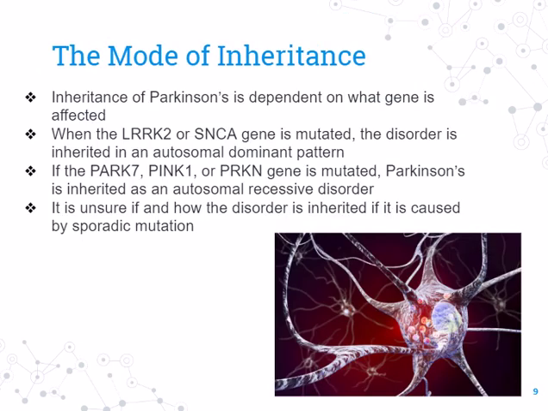In terms of how the genetic disorder is inherited, it's really dependent on how the gene is affected and which gene is affected. So when the LRRK2 or the SNCA gene is mutated, the disorder is inherited in an autosomal dominant pattern, so you only need one parent to have it, whereas in the PARK7, the PINK1 or the PRKN gene, it's inherited as an autosomal recessive disorder, where there must be two mutated parents that can pass it on to their offspring. And it's also unsure how and if the disorder is inherited if it's caused by sporadic mutation.